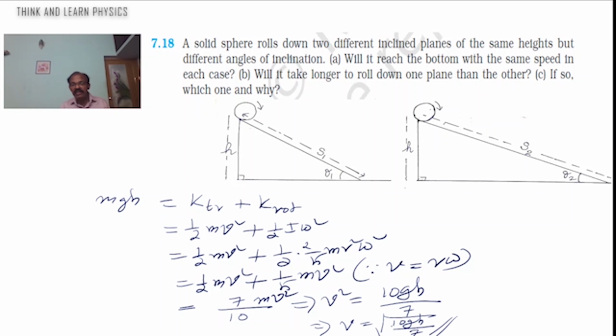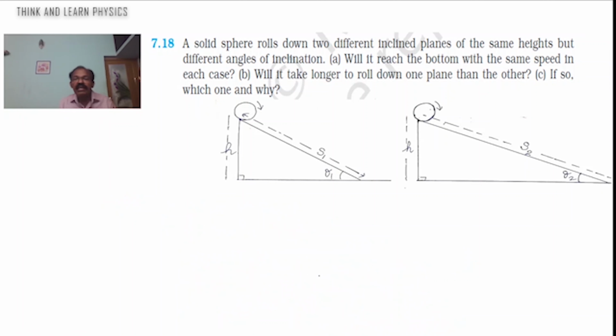Thus we see that the speed with which the sphere reaches the ground is independent of the distance traveled by the sphere or the inclination of the inclined plane. So in both the cases, the sphere reaches the ground with the same speed v given by root of 10 gh by 7. Now let us solve the next case.